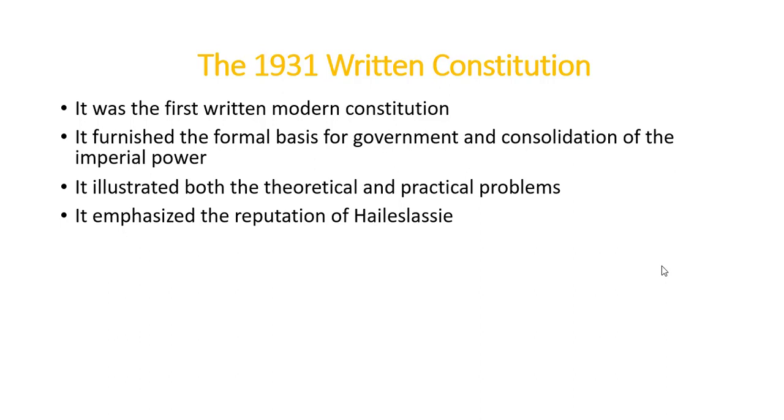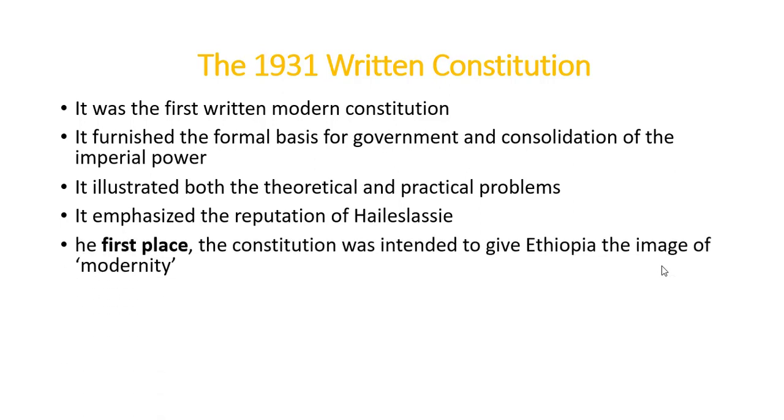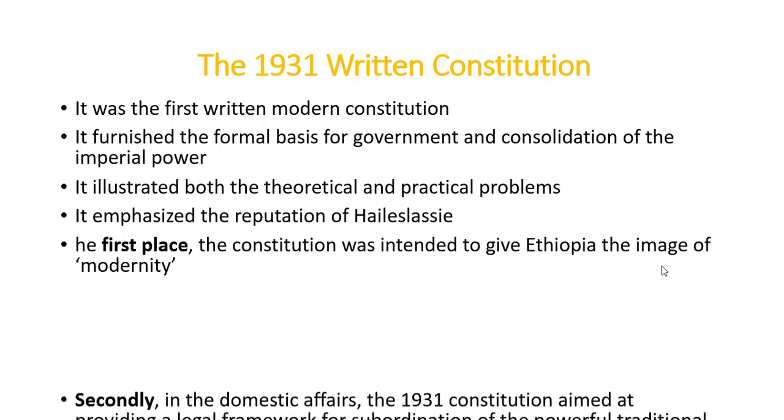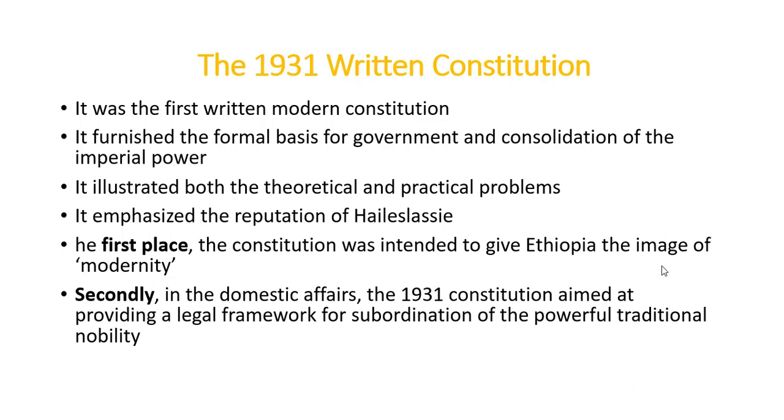And generally, the 1931 constitution was formulated to attain the following two basic purposes that would advance the emperor's authority and political control. First, the constitution was intended to give Ethiopia the image of modernity in the international community, because Ethiopia was considered an uncivilized state in the eyes of the Western colonial powers. Secondly, in domestic affairs, the 1931 constitution aimed at providing a legal framework for the subordination of the power of the traditional nobility to the imperial throne.